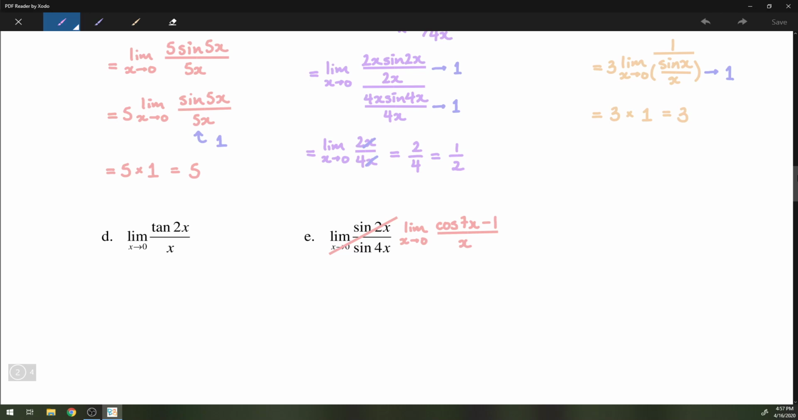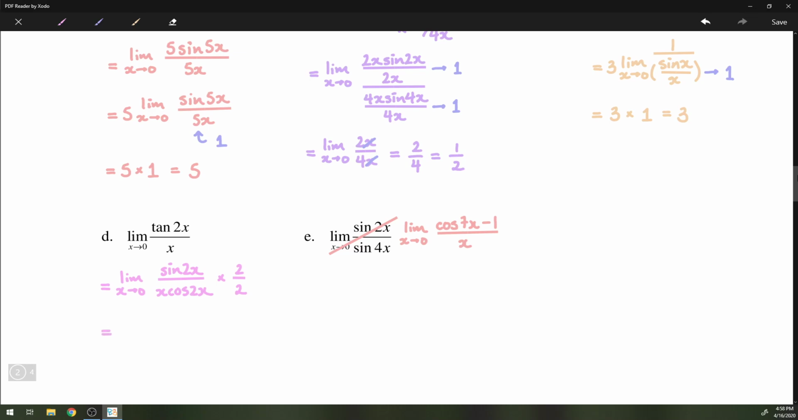All right. So we're going to rewrite this as sine over cosine. So I have sine 2x over x cosine 2x. And just like before, we're going to use the same trick. We're going to multiply both the numerator and denominator by 2, so we can have the 2x matching in the numerator and denominator.